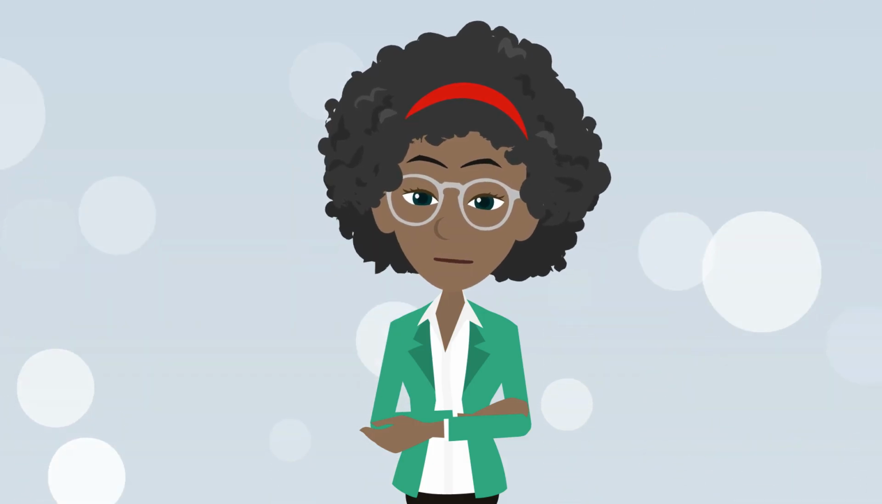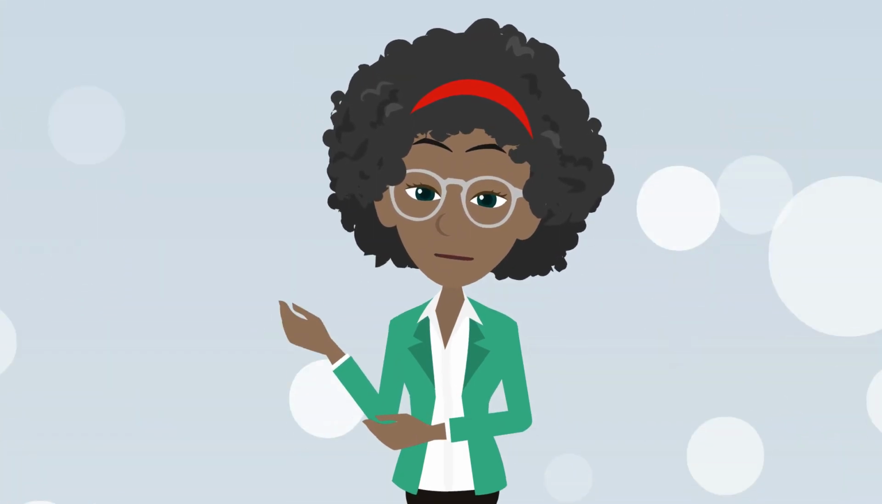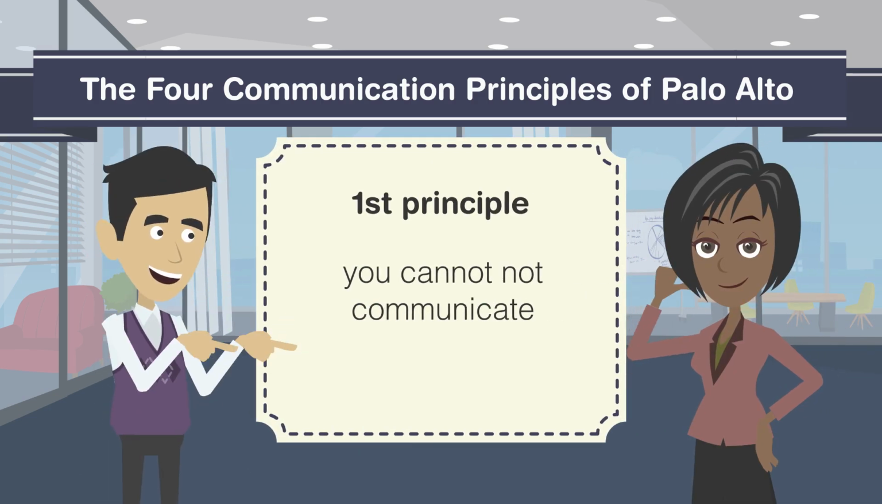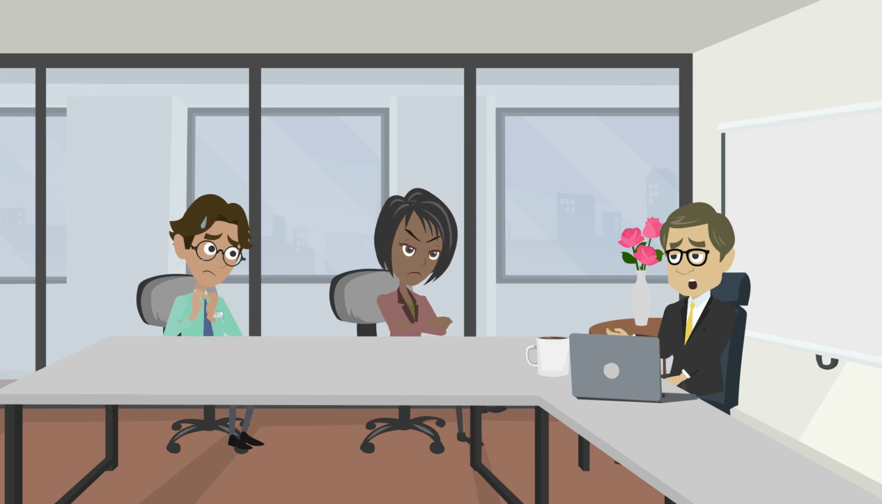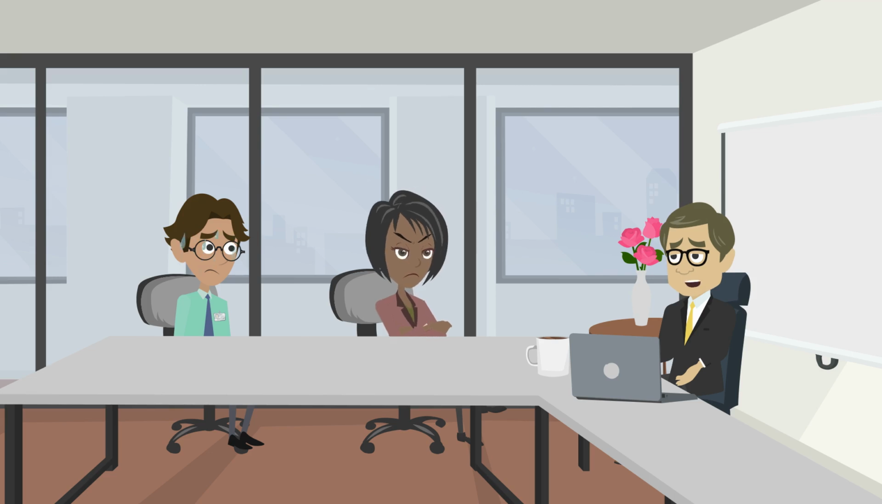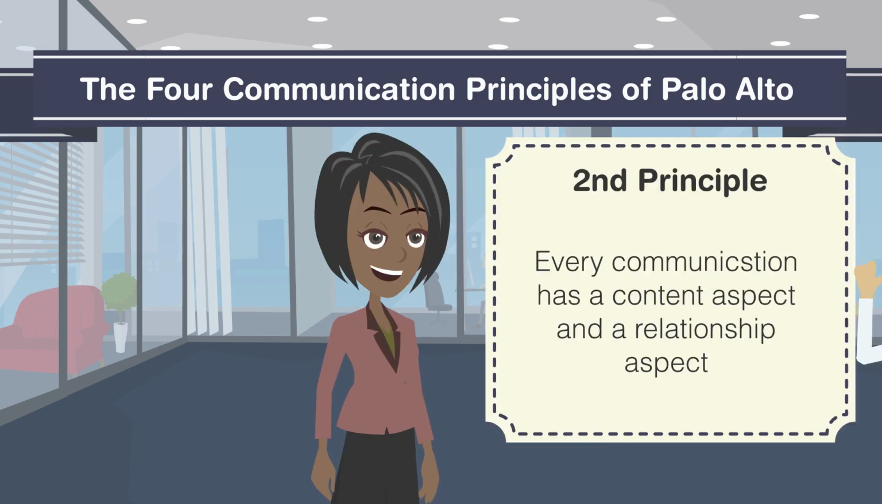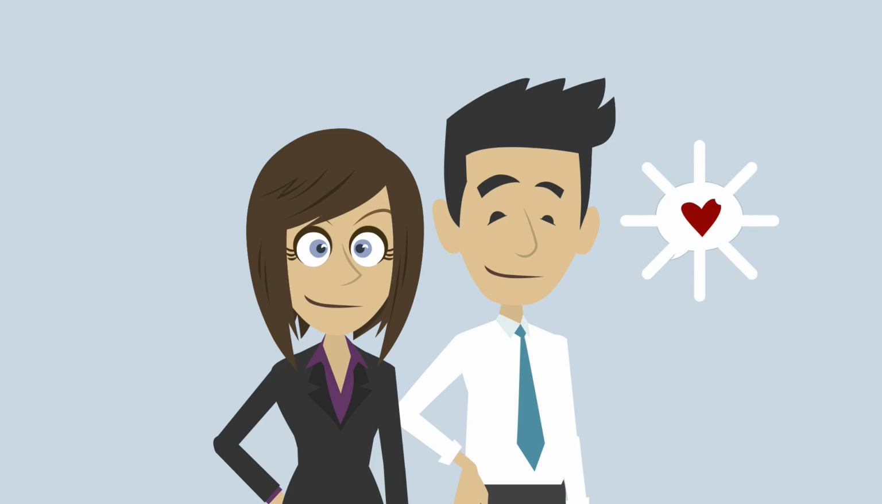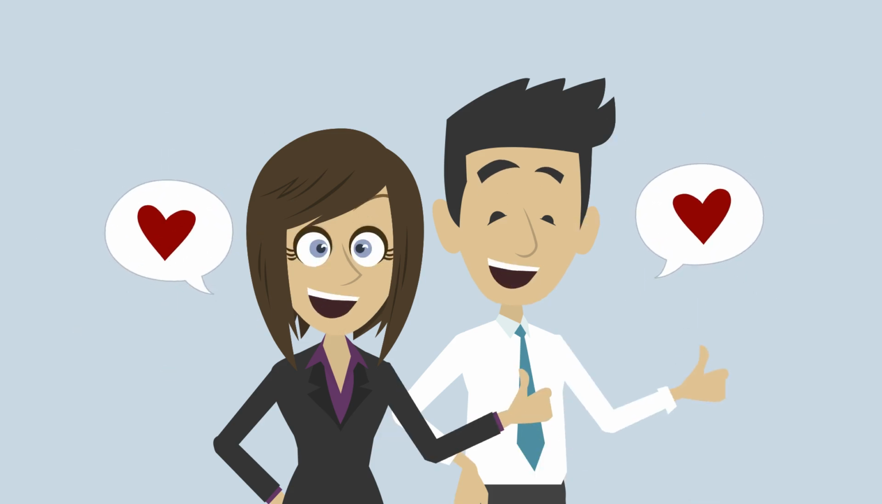But first, let's revisit the two previous principles. Researchers from the Palo Alto School assert that you cannot not communicate. Indeed, whatever we do, we always communicate, even through the absence of words or actions. The second principle states that every communication has a content aspect and a relationship aspect, meaning that in any communication, the relationship between the people is as important, if not more important, than the content of the message.